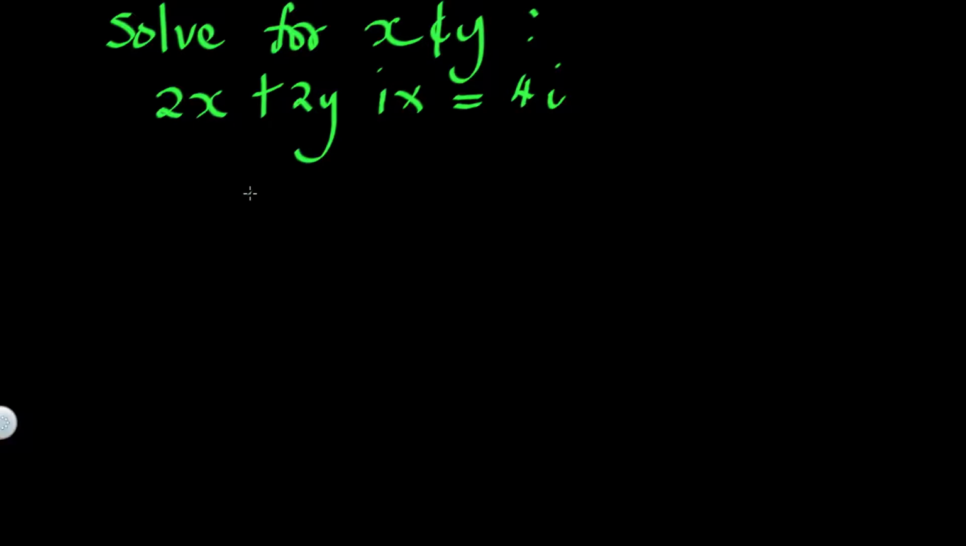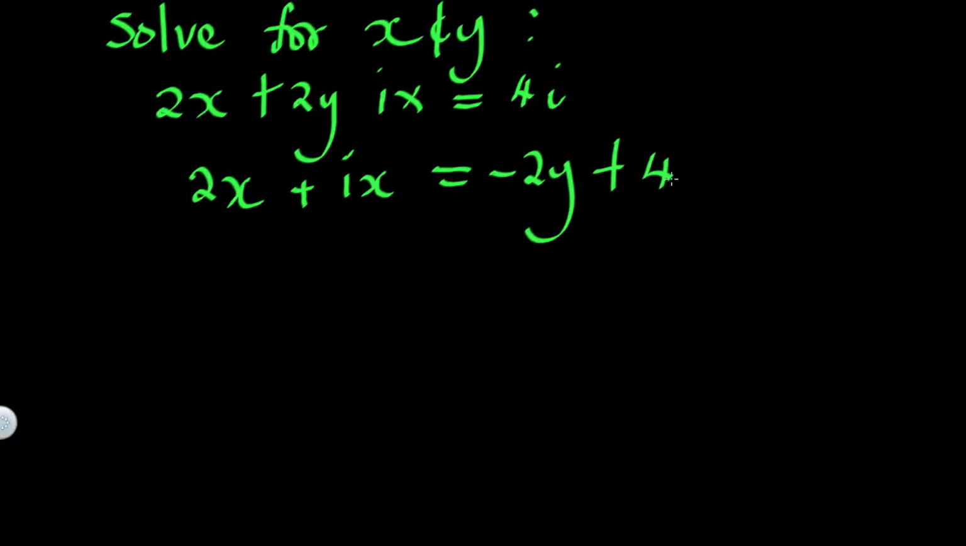So I'm going to have here 2x plus ix. This is equal to 2y. No, not 2y. It's going to be minus 2y, because I took it from the left-hand side to the right-hand side. It's minus 2y plus 4i.